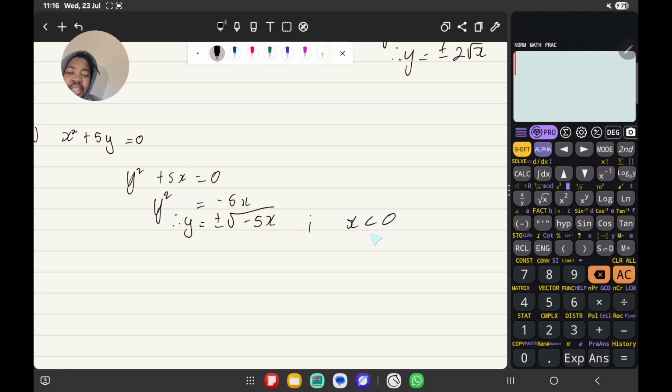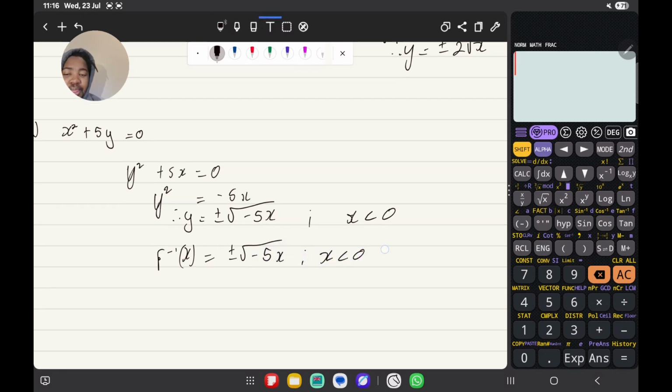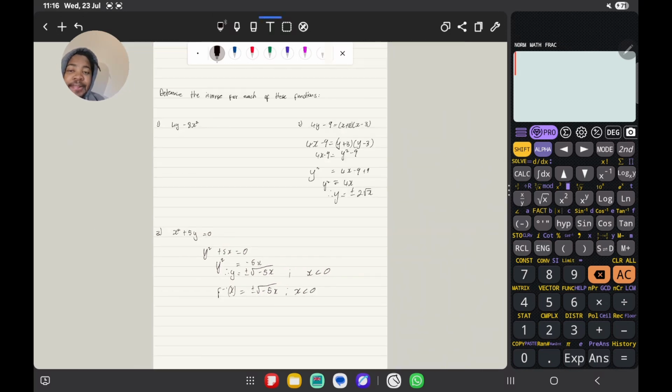Then when x is smaller than 0, we know for sure that whatever is going to be inside here is going to be positive, because negative and negative is positive. Then you have a square root of a positive value, right? Yeah, and then plus or minus square root of negative 5x, x is smaller than 0. Anyway, this is the parabola. Let's close it here.